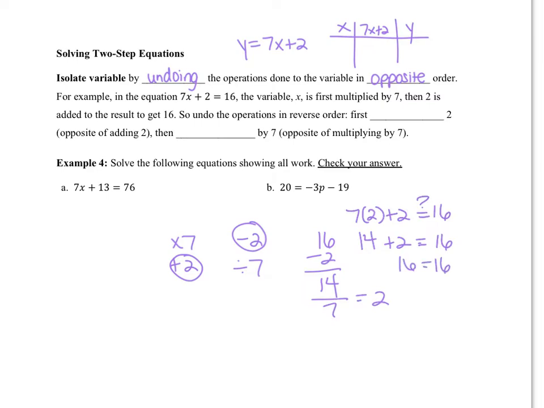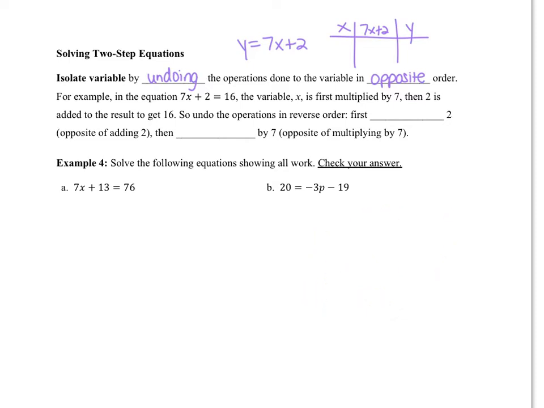So that's what we're going to do, but we're going to do it algebraically and show the steps done to each side. Let me erase this so we can have some room to work down here, and then I want to fill in the notes up top too. It says, undo the operations in reverse order. First subtract 2, the opposite of adding 2, then divide by 7, which is the opposite of multiplying by 7.